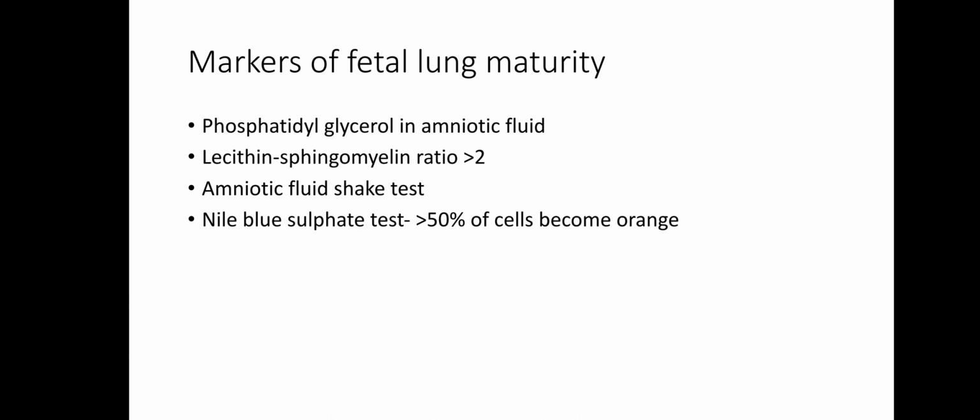We have the Nile blue sulfate test, which tests for fetal cells in the amniotic fluid. Usually, when the baby is in the womb, some of the skin cells start shedding. So that's what we test. The Nile blue sulfate test checks for the fetal cells in the amniotic fluid. Usually, how this one works is when the baby produces surfactant in the lungs, because surfactant is a lipid, you also find it in the skin cells. So if more than 50% turns orange, that means surfactant is being produced.